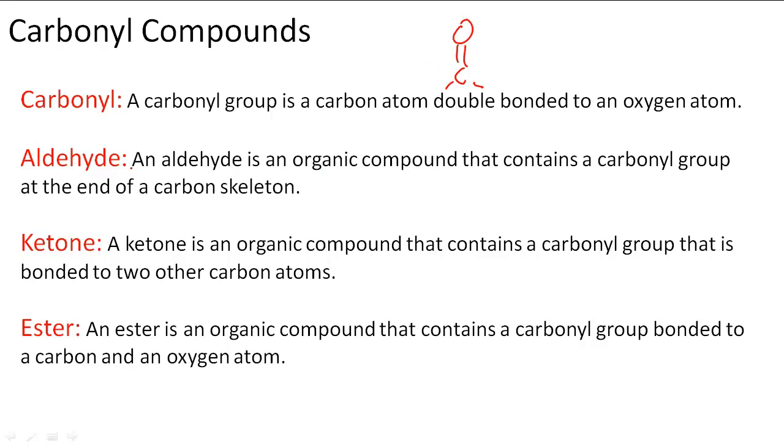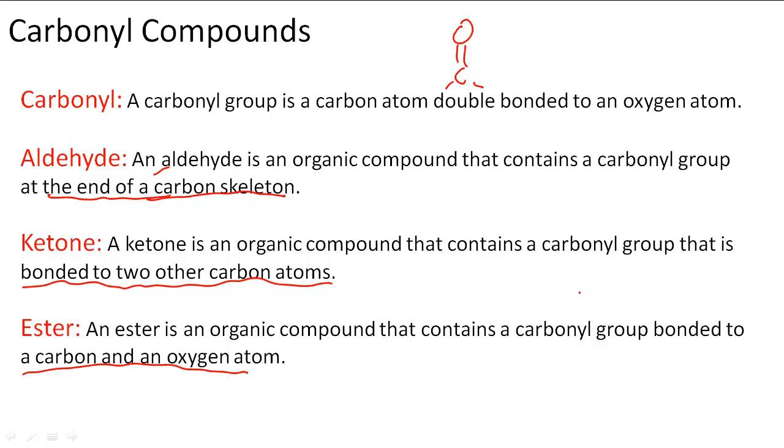Now, when a carbonyl group is bonded to different parts of an organic compound, it creates different things, and it's named differently. An aldehyde is an organic compound that contains the carbonyl group, but at the end of a carbon skeleton. A ketone is an organic compound that contains a carbonyl group, but is bonded to two other carbon atoms. And an ester is an organic compound that contains a carbonyl group bonded to a carbon and oxygen atom.